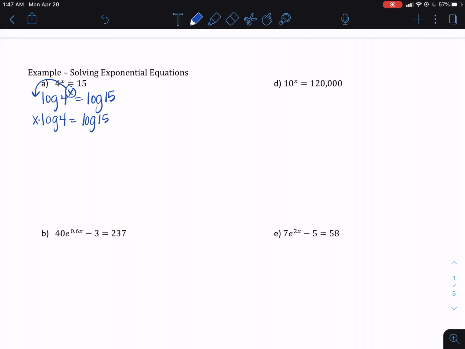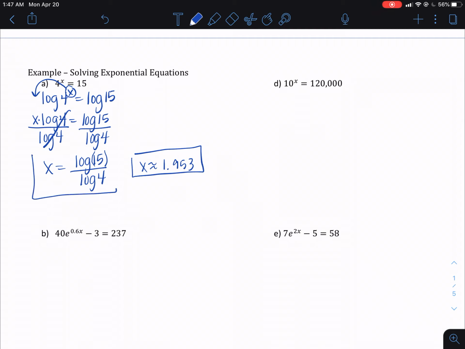Since we're multiplying here, we can just divide by log of 4 on both sides. So x equals log of 15 divided by log of 4. If we wanted to plug that in our calculator, make sure that when you finish typing that 15, you close the parentheses before you start dividing. You should get x is approximately 1.953. Depending on how it's asking you on your homework, this would be your exact answer, and this would be your approximation.